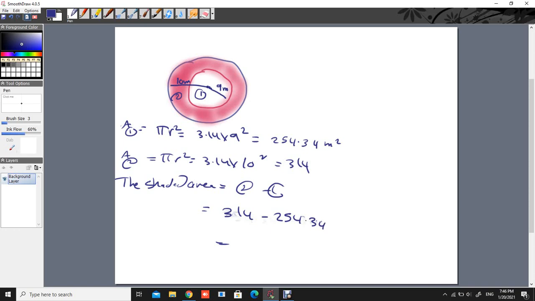Now subtracting decimals equals 59.66 meter square.